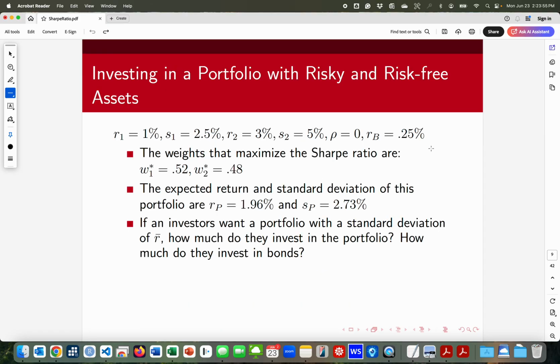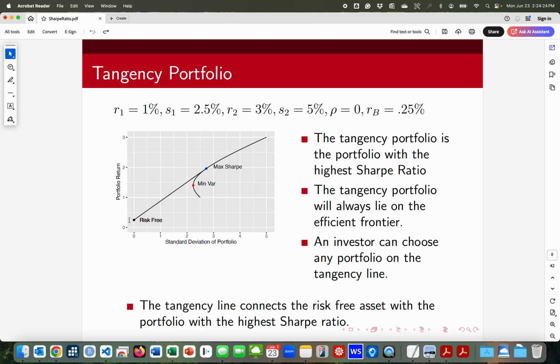So now the question we have to answer is how do we allocate our money if we want to target a certain level of risk? So I'm calling R bar, I'm sorry, I'm still drawing lines here. I'm calling R bar the desired level of risk. So that's what we're calling the desired level of risk. How much do we invest in the portfolio? How much do we invest in the bonds?